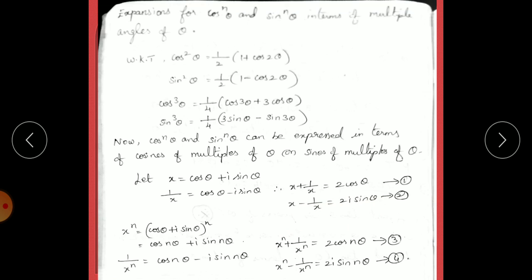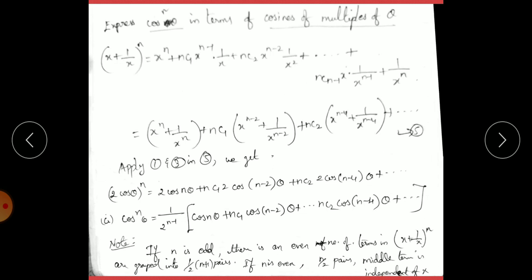Then if you apply x^n, meaning the whole term up to power n, it is cos n theta plus i sin n theta, and 1 by x^n means the minus will come. Then adding x^n plus 1 by x^n is 2 cos n theta, and x^n minus 1 by x^n is 2i sin n theta. This is a common term which we are going to use for all the problems in this section.